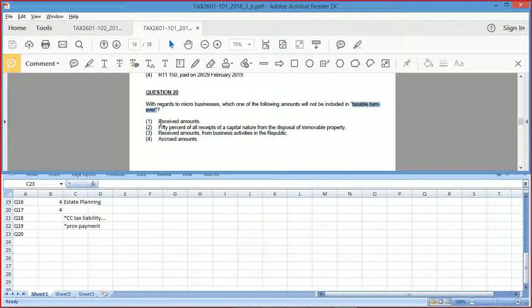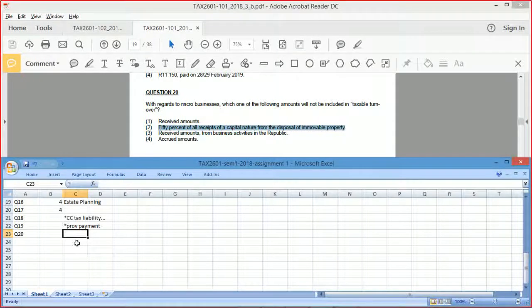Okay? According to the theory, received amounts, if you're a micro business, that would have to be included. Anything that you receive must always be included. Number 2, 50% of all receipts of capital nature from the disposal of immovable property. Okay, that's out. If something is capital, you wouldn't include 50% of it, so it would be excluded, not included. Received amounts from business activities in the Republic, definitely. That's like normal income. And then accrued amounts, yes. Okay, so number 2 is the right answer here. That's just basic theory from chapter 3.